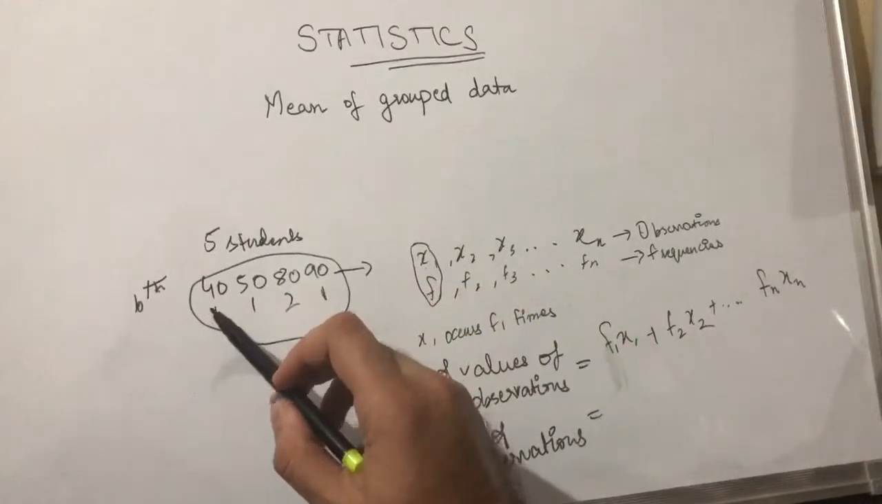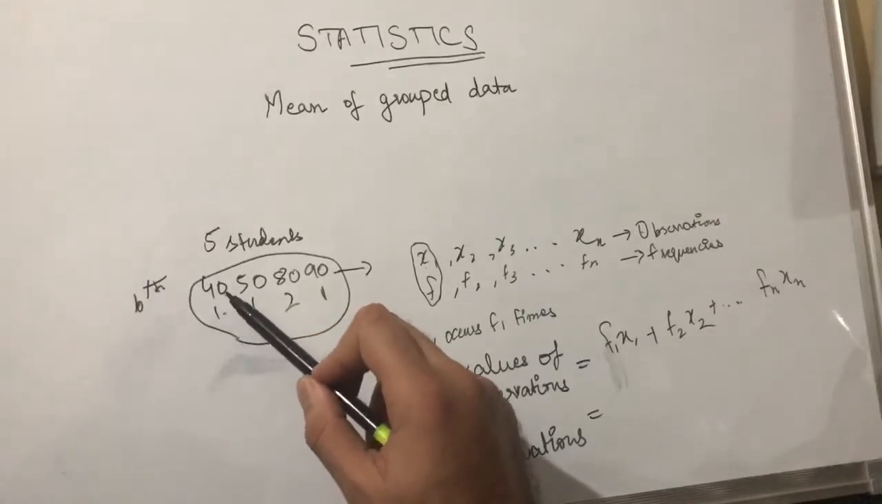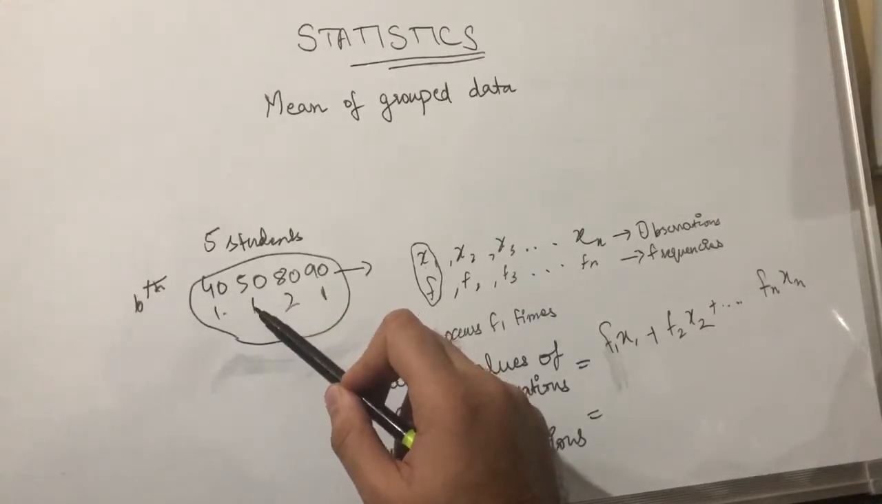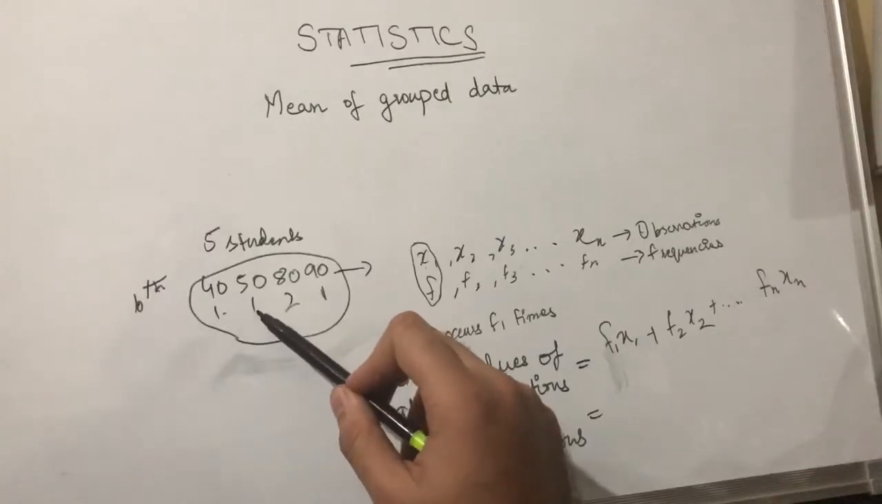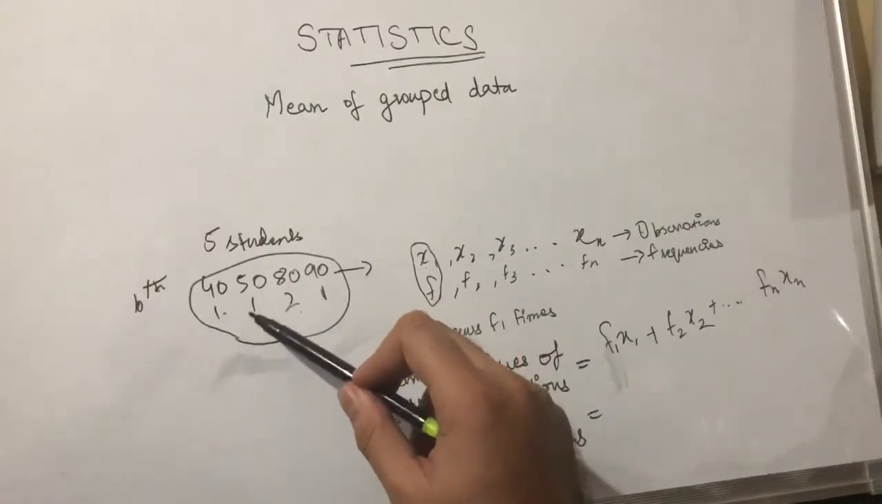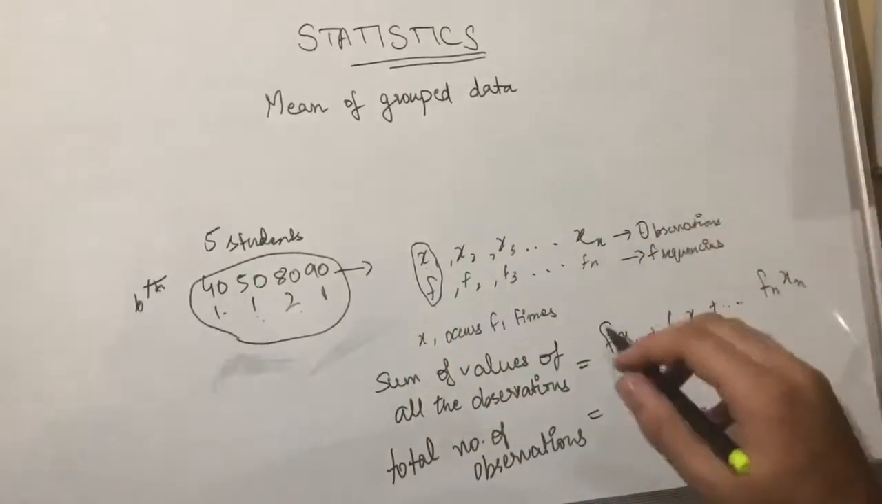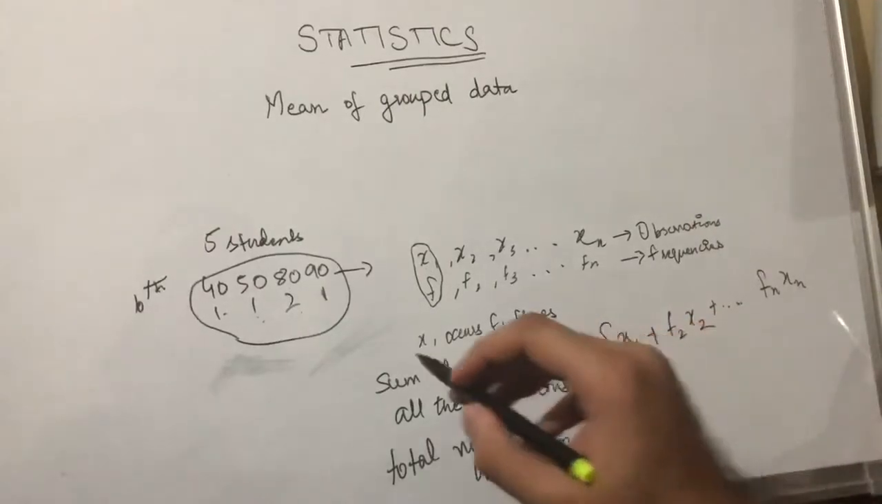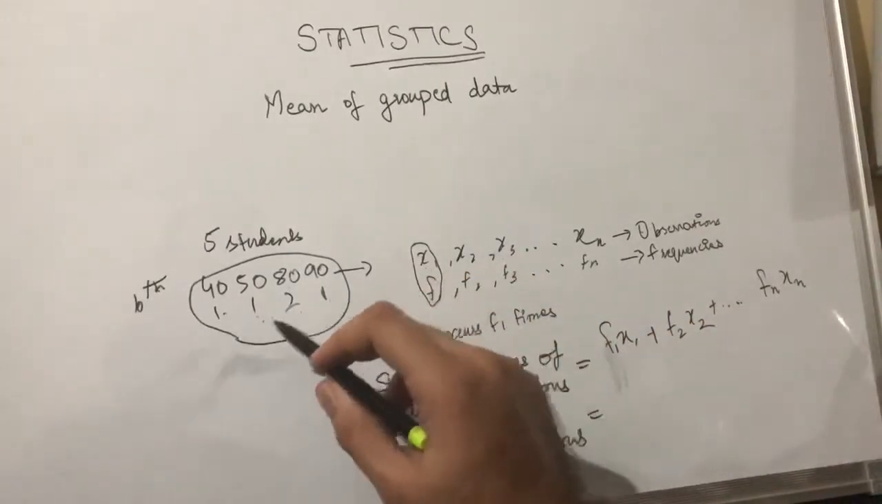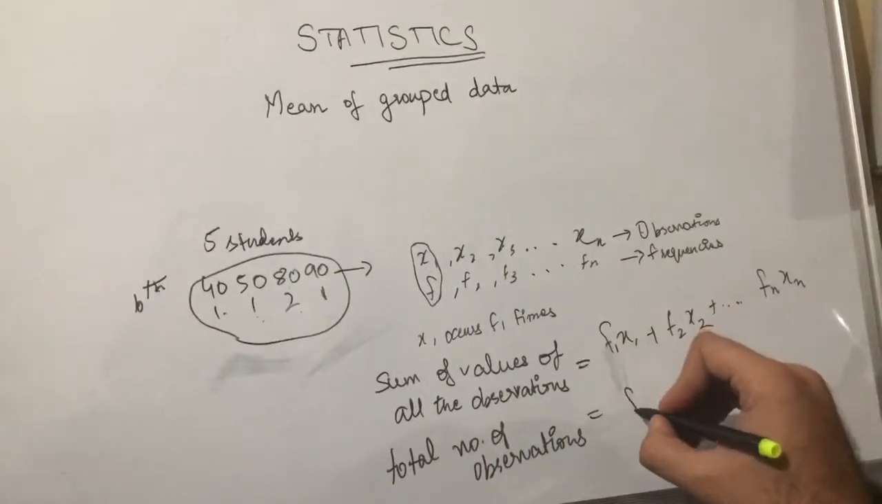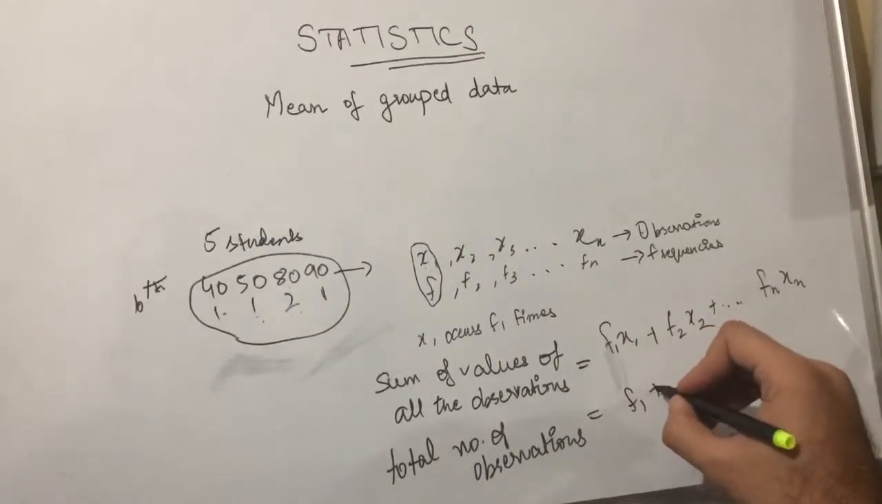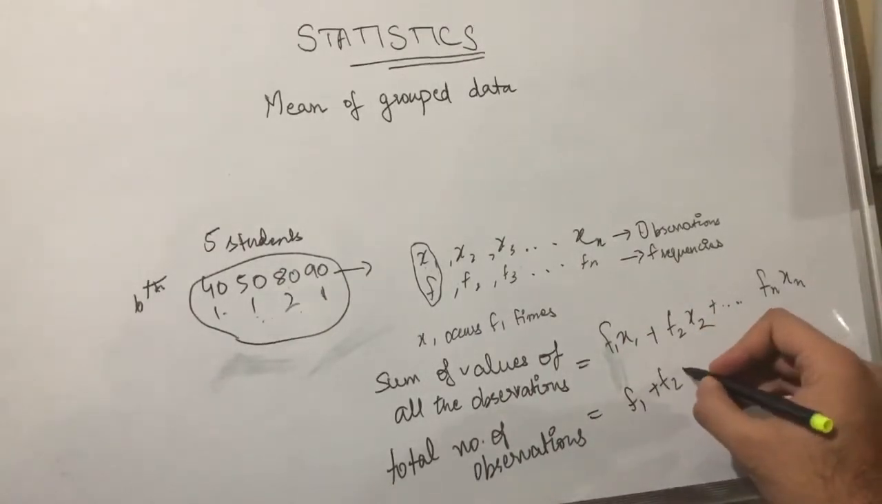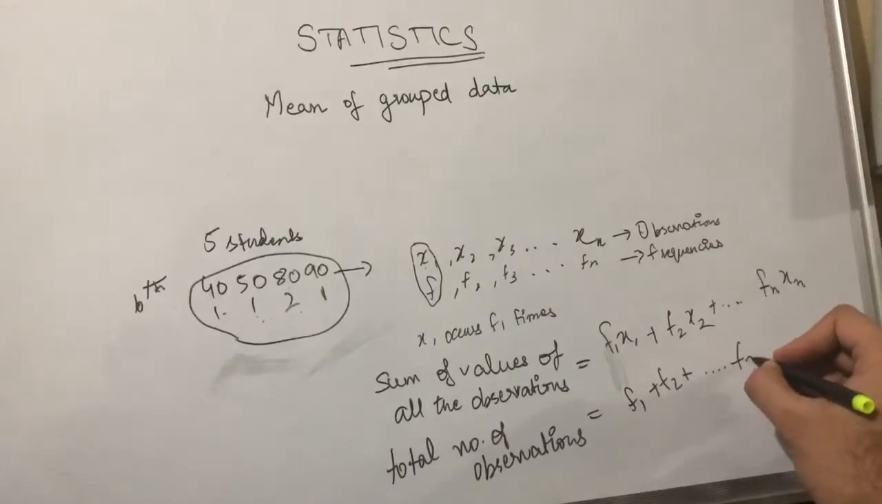So for example, here one student got 40, one student got 50. So this is 1 plus 1, and 2 of them got 80. So that's 1 plus 1 plus 2, and so on. So now, if we are representing these values with f, this would be f1 plus f2 plus so on till fn.